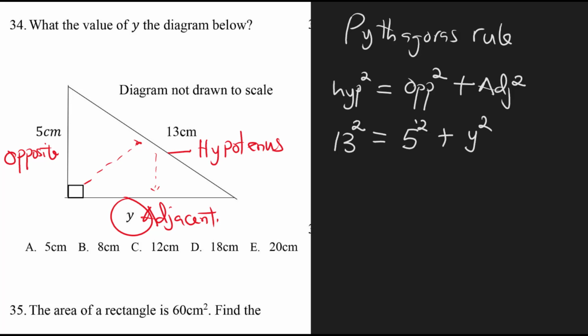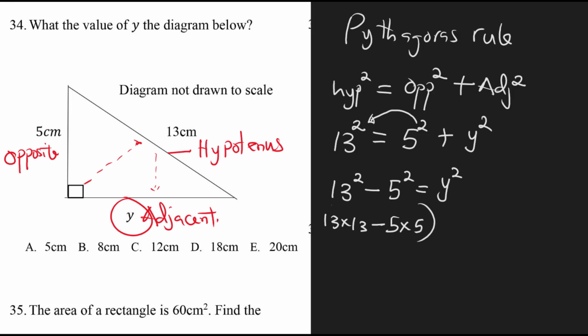Can you see? So what I'm going to do, we're going to collect like terms. That means this 5 will have to move where there's a number, leaving only y square here. So we're going to have 13 square minus, remember when it crosses the equality sign, the sign will change, minus 5 square is equal to y square. So 13 square is 13 times 13, minus 5 square, which is 5 in 2 places, is equal to y square.